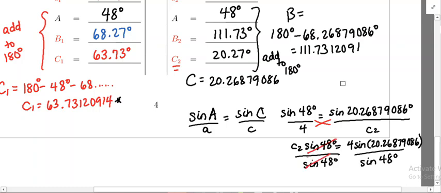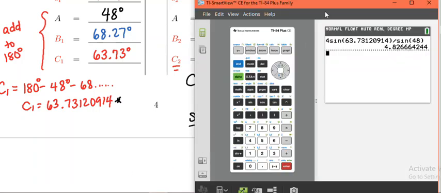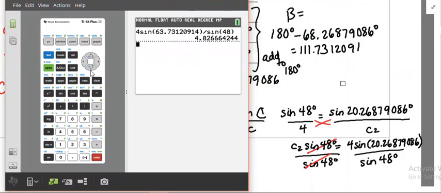These cancel. I'm going to plop this into the calculator. This time it's going to be 4 times the sine of 20.26879086 divided by the sine of 48 degrees. Here comes the C value for the second triangle. I'm going to round this to 2 places after the decimal point, so that's going to be a length of 1.86 units.